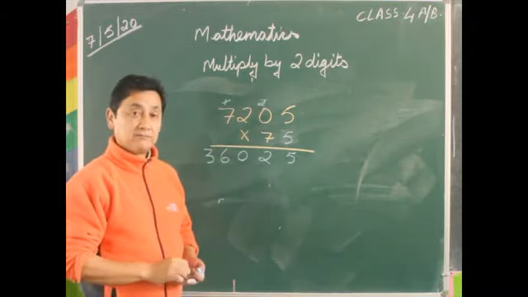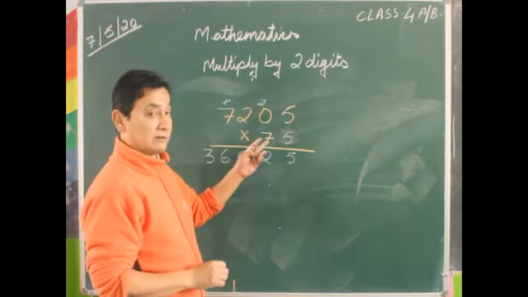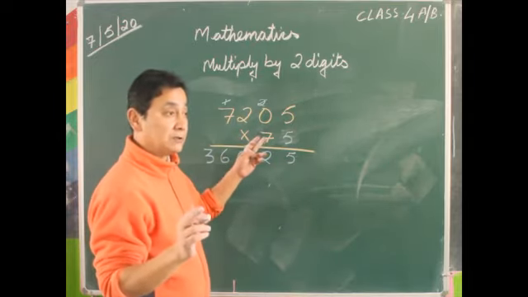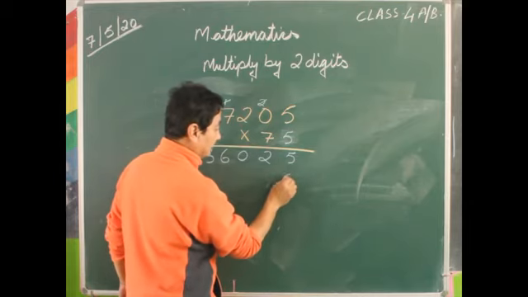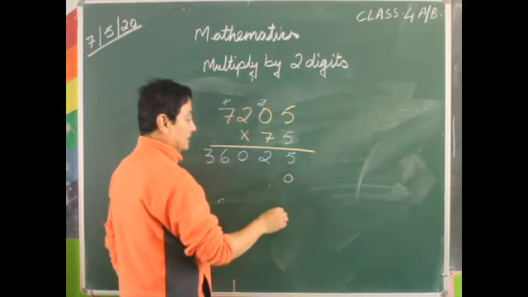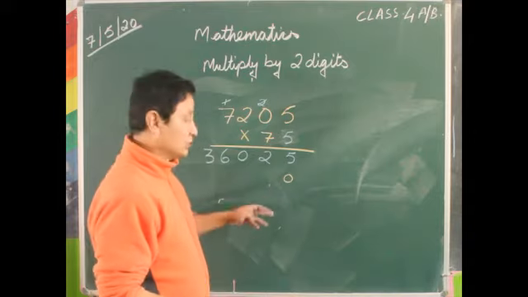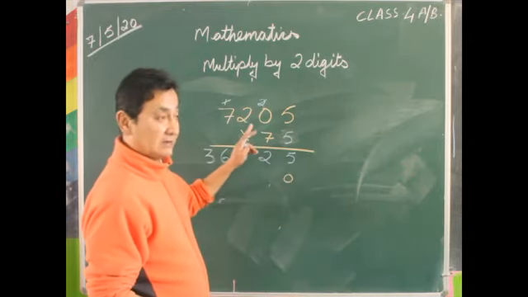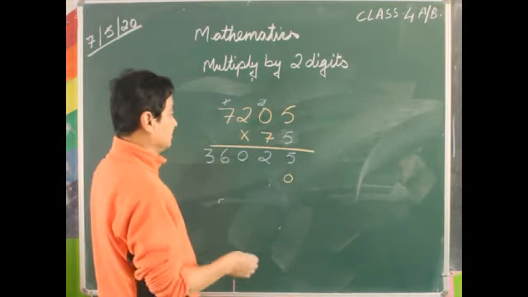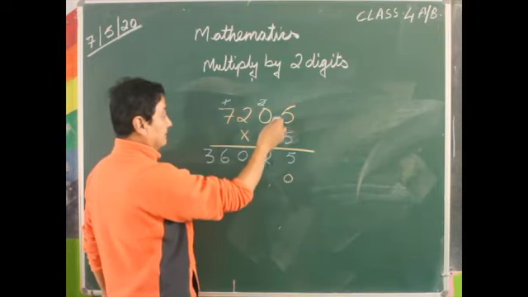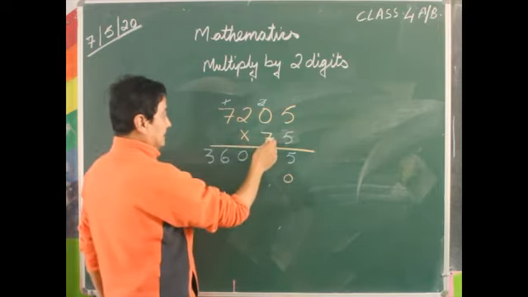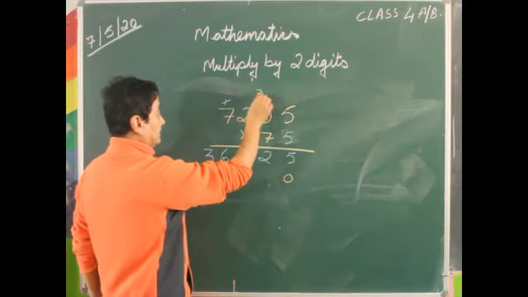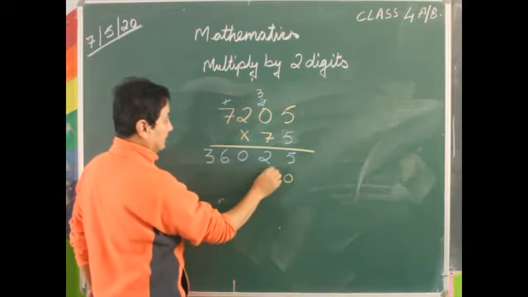Now we must multiply with 7. But remember, what must you put? A 0 below 5. So that now we only multiply with 7 and not 70. Okay? So let's do the same thing again. 7 5s are 35.